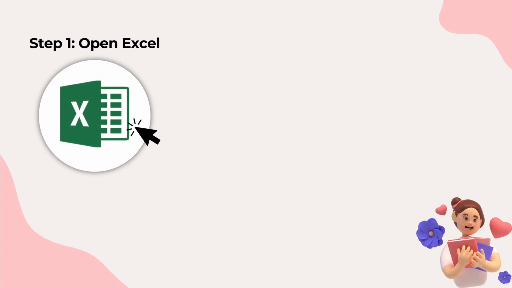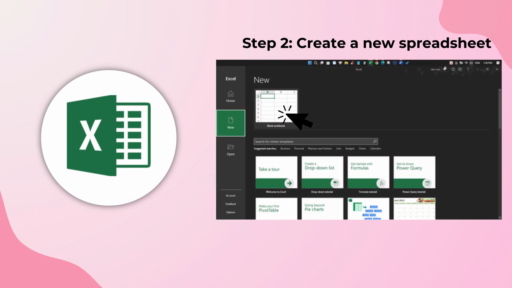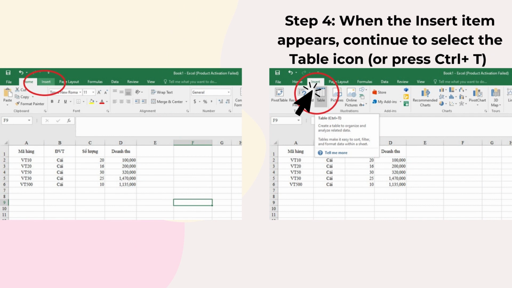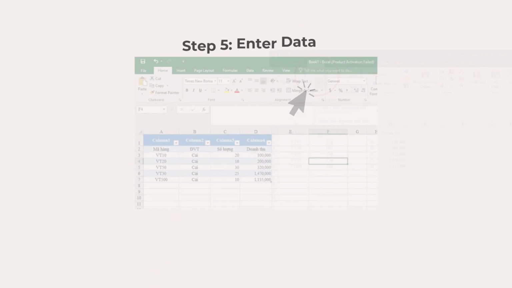Step 1. Open Excel. Open Microsoft Excel on your computer. Step 2. Create a new spreadsheet. Create a new spreadsheet by clicking the Create New Spreadsheet icon or using Ctrl+N. Step 3. On the toolbar, select Insert. Identify columns and lines for your spreadsheet. The columns usually represent variables or data types, while the lines represent observations or data samples. Step 4. When the Insert item appears, continue to select the table icon or press Ctrl+T.